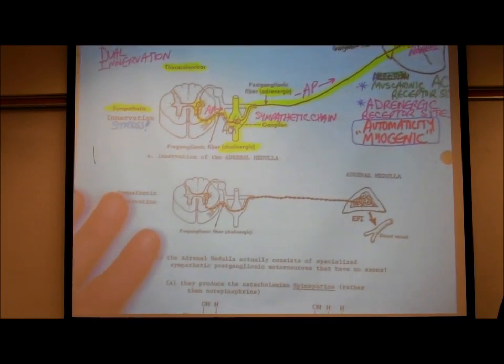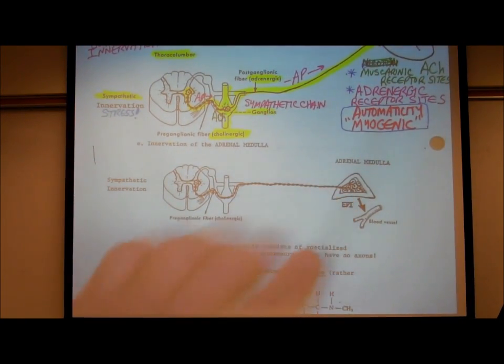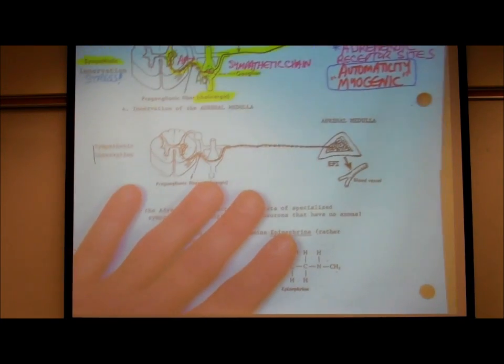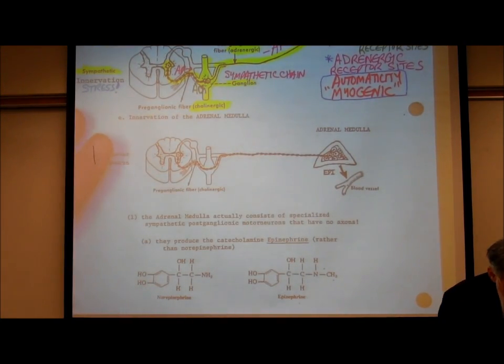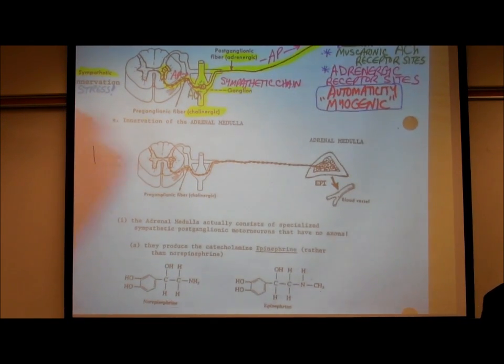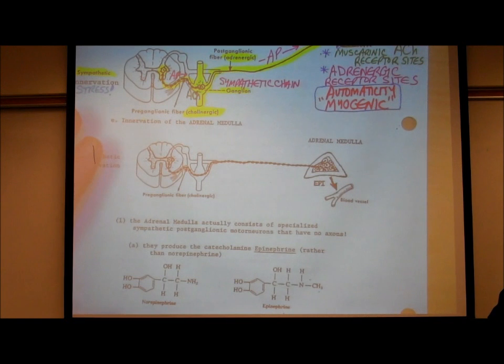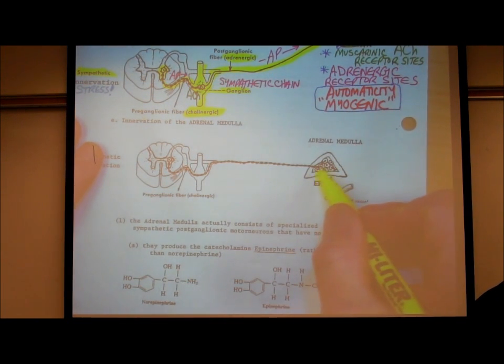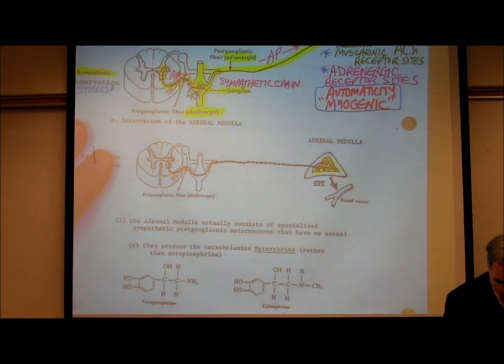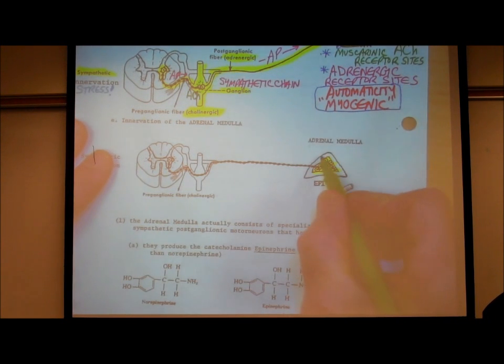Let's look on page 102. All right, so here is the adrenal gland. This is page 102. We're just looking right here. The adrenal gland consists of an outer and an inner part. Let's talk first about the outer part of the adrenal gland. The outer part of the adrenal gland is called the adrenal cortex.